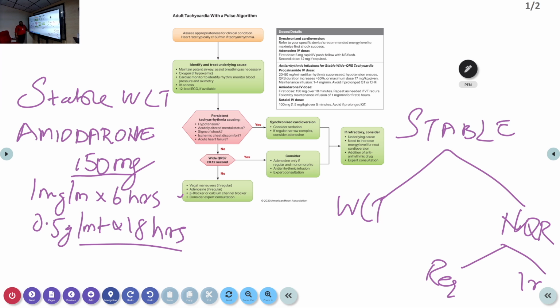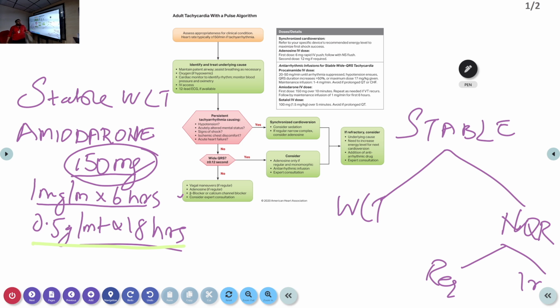You have to continue the amiodarone infusion. Initially, give a bolus of 150, followed by 1 mg per minute for 6 hours, then 0.5 mg per minute for the next 18 hours. So in total, you need to give the infusion for 24 hours. So that is regarding your amiodarone.